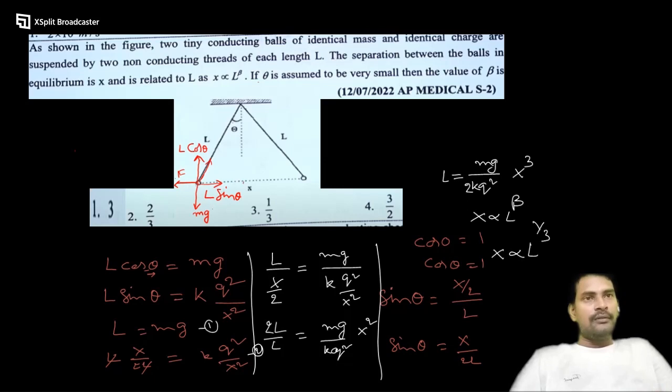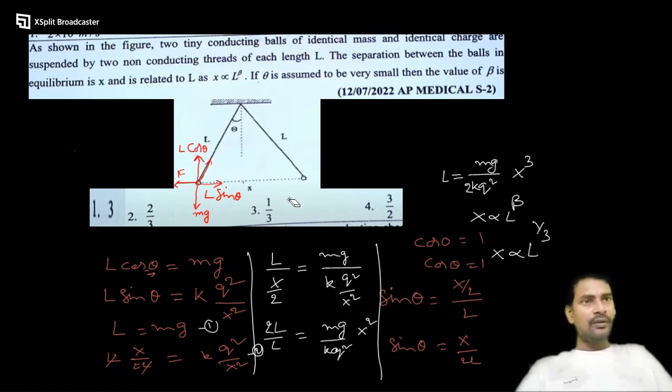Let me read the question. As shown in the figure, two tiny conducting balls of identical mass and identical charge are suspended by two non-conducting threads, each of length L. The separation between the balls in equilibrium is x and is related to L as x is proportional to L power beta. If theta is assumed to be very small, then the value of beta is.